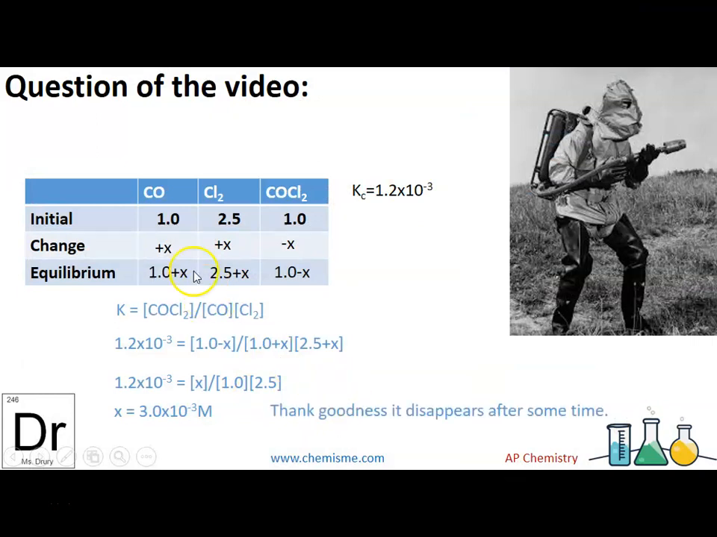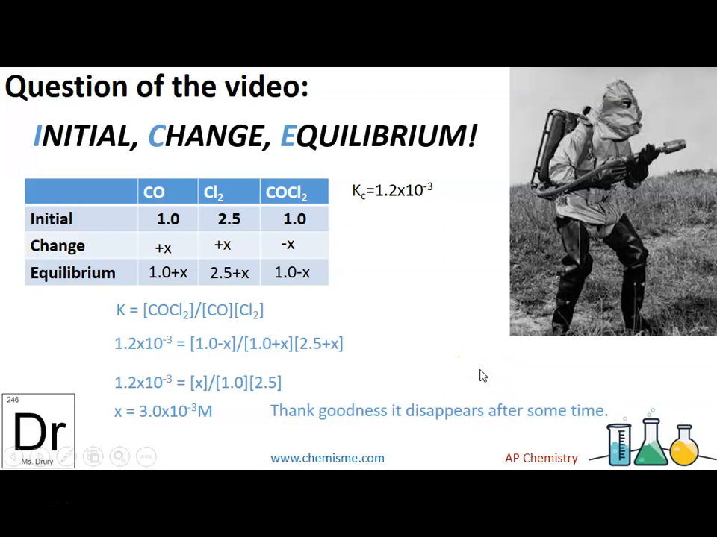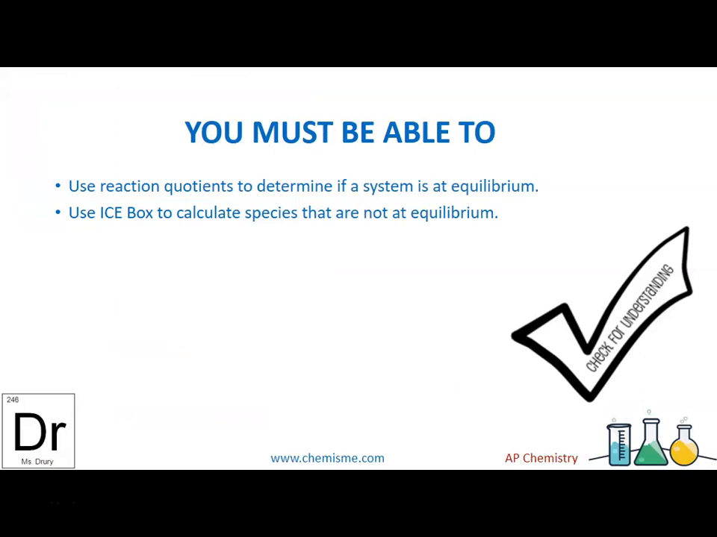What that means is if we add that to the values, the phosgene will go down only a small amount, whereas the CO and the Cl2 will go up only a small amount. So it actually doesn't shift as much as we had hoped. This was an initial change equilibrium because you were given initial and you wanted equilibrium. At this point, you should be able to use reaction quotients to figure out which way the reaction will shift, and ICE boxes to figure out exactly how much you'll have at equilibrium.